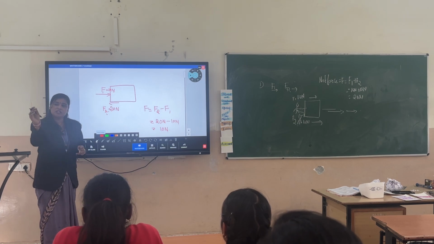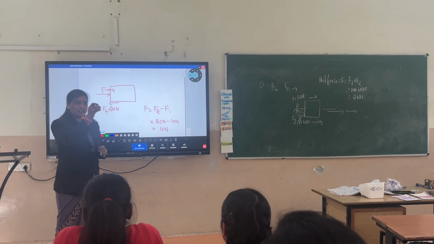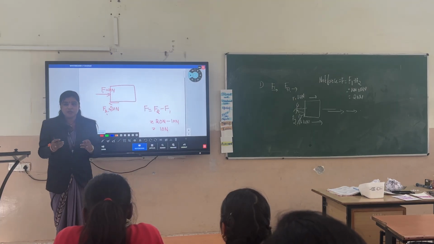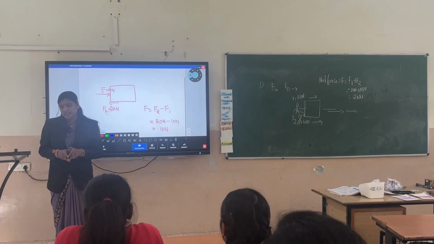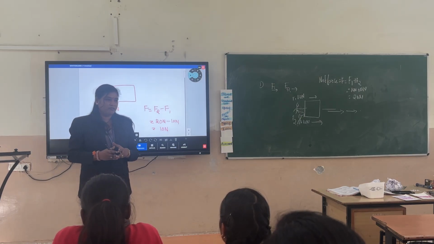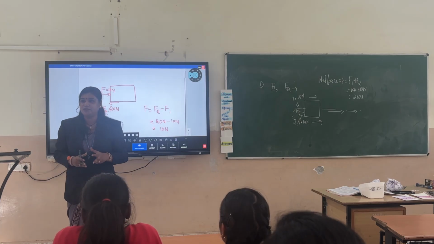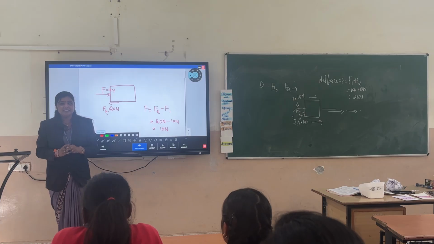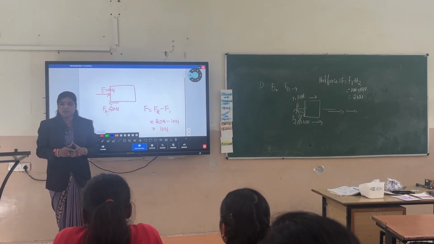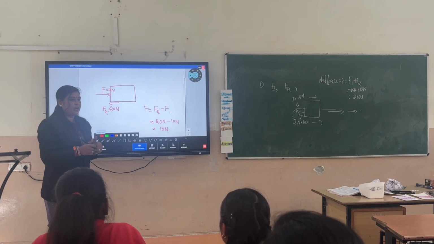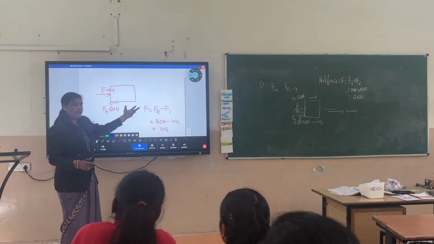So where can you get that motion, in the balanced force or in the unbalanced force? Unbalanced force. Why? Because force will be applied. That force can make the object overcome the frictional force from another object, right? So I hope you understood balanced force and unbalanced force.